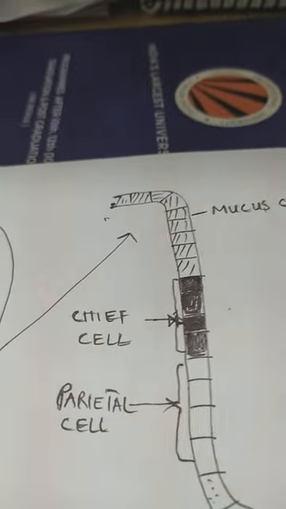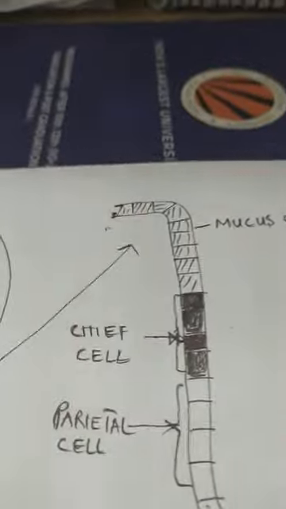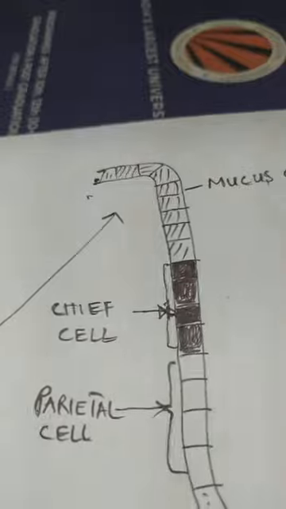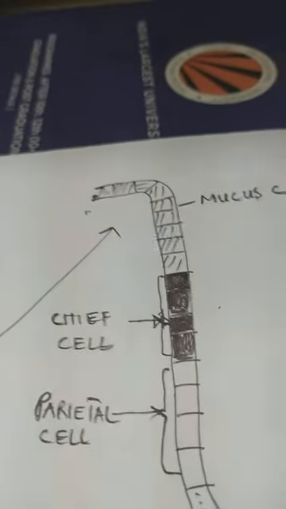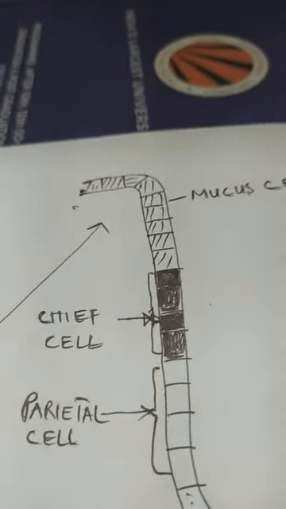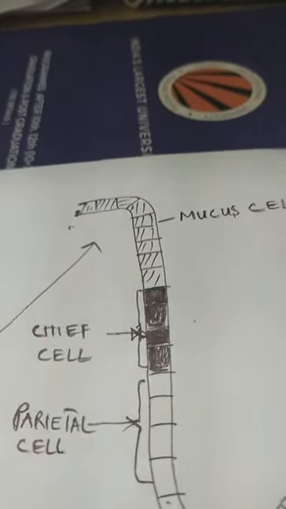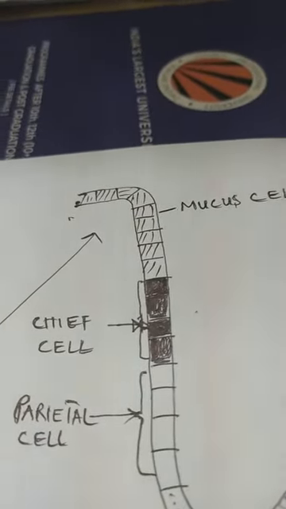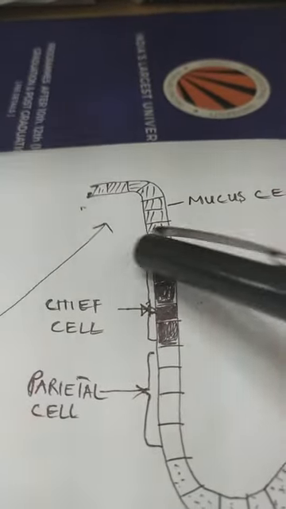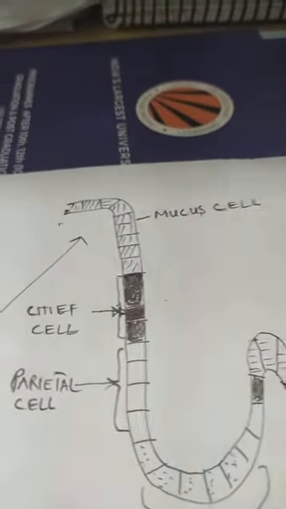And if the acidity of our stomach is high enough, if we have a very low pH inside our stomach, this pepsinogen, which is released inside our stomach, is then converted into its active enzyme form known as pepsin. And pepsin plays a very important role in digestion of our protein into its constituent amino acids. So that's the function of our chief cells, which are present just below our mucus cell.